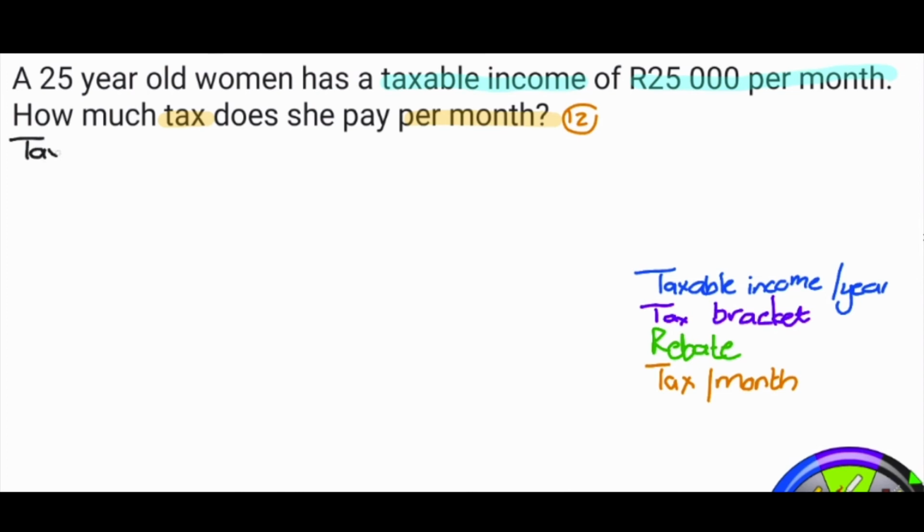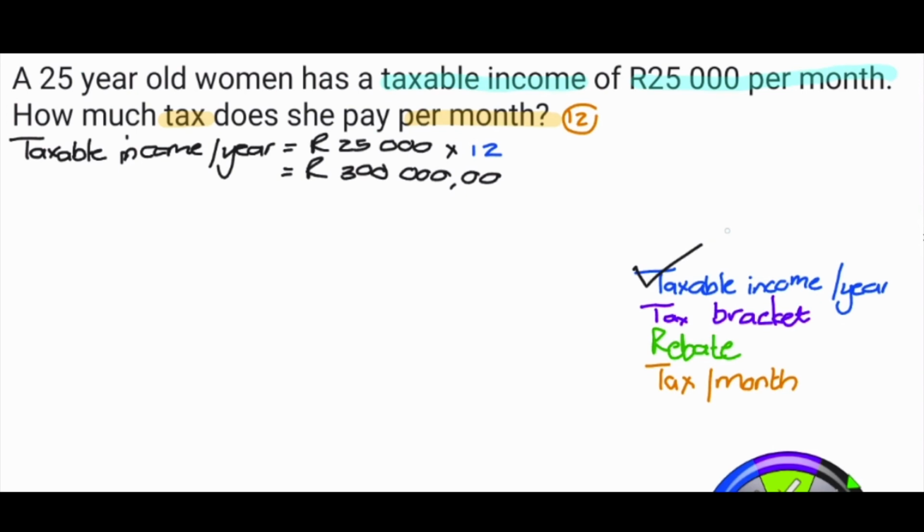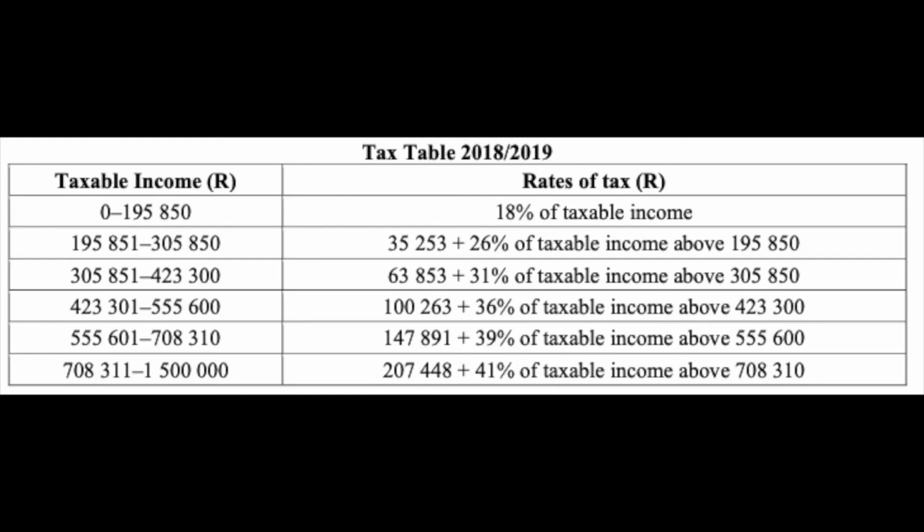Our first step is to work out the taxable income per year. In this example, they give it to us per month. So it's going to be 25,000 times 12, which gives us 300,000. When I'm done, I mark on the right-hand side. Our next step is the tax bracket. In this case, we are working with 300,000, which means it falls into category 2.